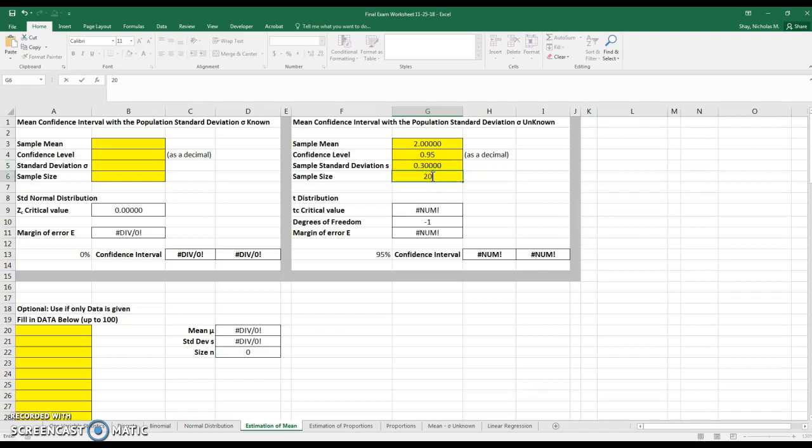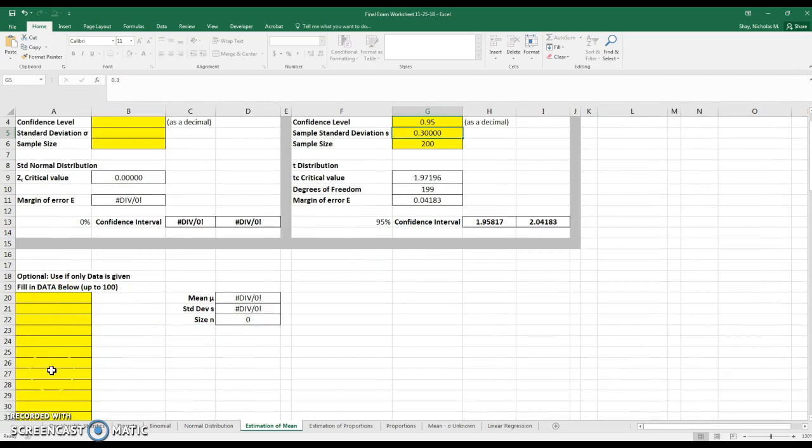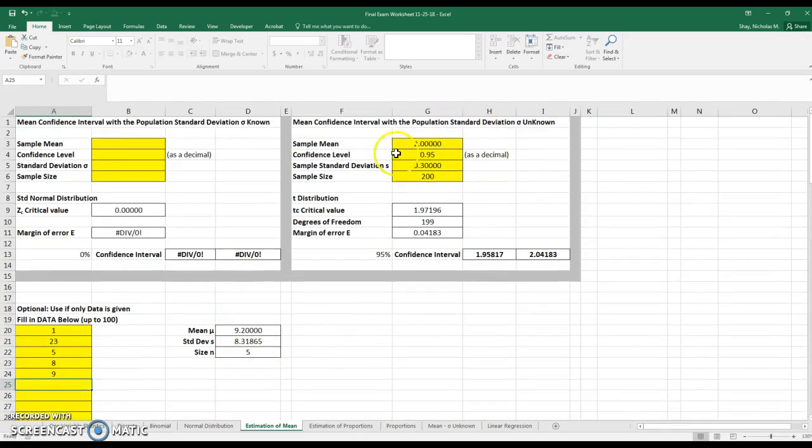And then let's say we have a sample size of 200, and then it spits your confidence level out here. Sometimes you're given data. If you're given data and you need to find your mean and standard deviation, you would enter those values into this table below. And then that's going to give you your mean and standard deviation and sample size, and you will transpose those up here, and then you would get your confidence interval out.